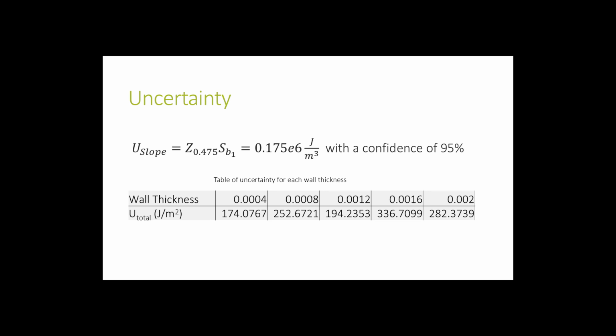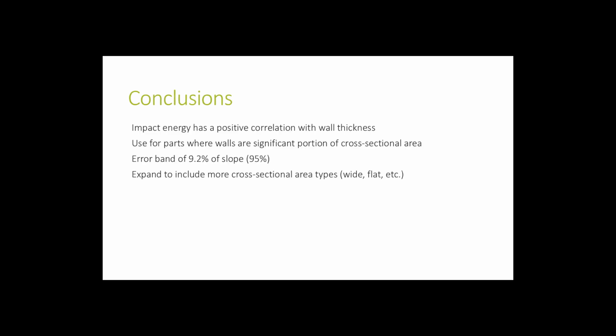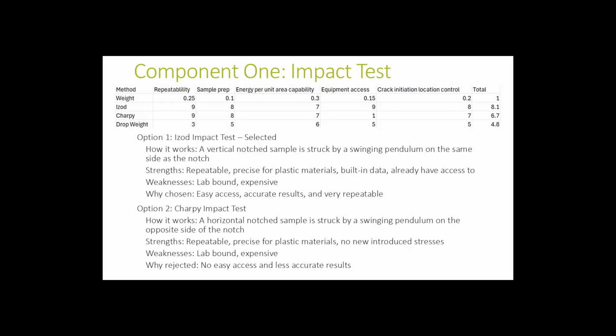As shown in the presentation, the uncertainty of the slope using the standard slope error is 175,000 joules per meter cubed. Below is a table showing the uncertainty of the values of each bin of wall thickness. In conclusion, impact energy has a positive correlation with wall thickness. This information should be used for parts where walls are a significant portion of the cross-sectional area. This information is presented at a 95% confidence interval and can be expanded to include more cross-sectional area types, such as wide or flat.